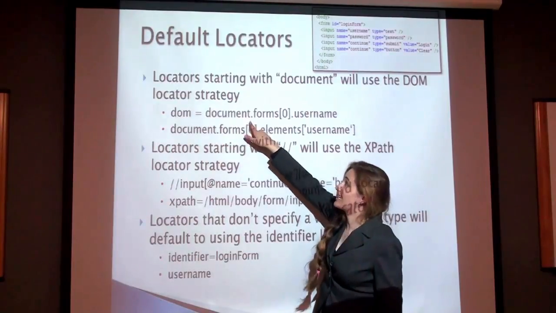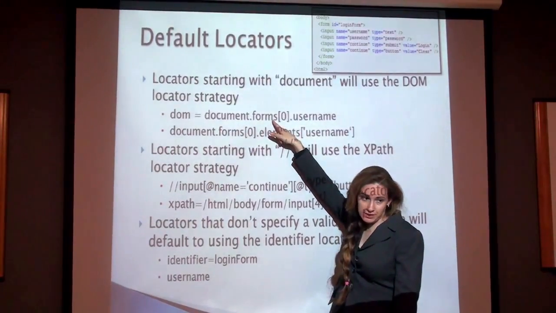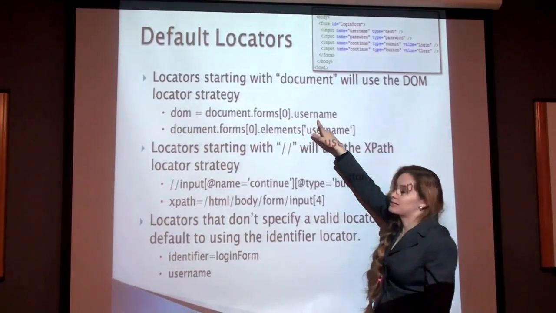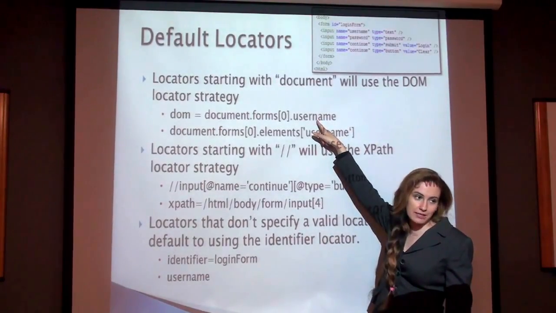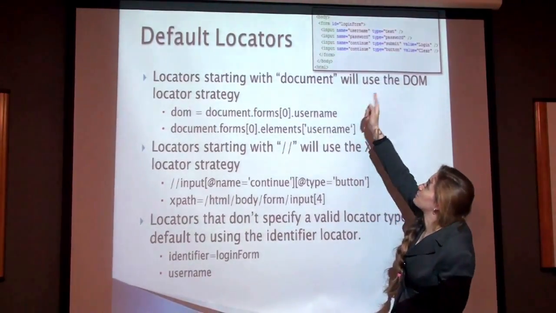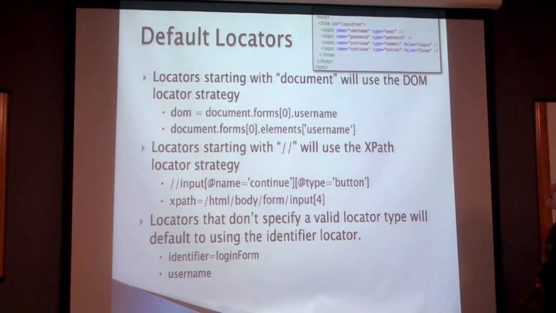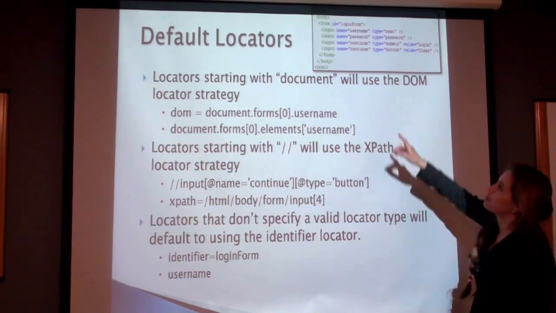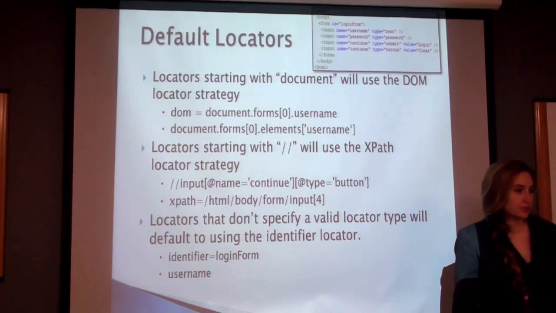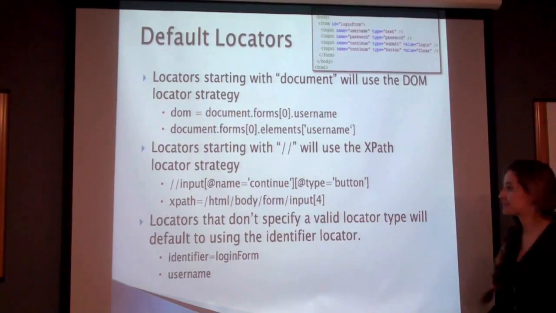Anyways, okay, so document, then we're going to find the first forms, and inside it we want to find the first username tag. Which part are we referring to? Which line in that code? Third one from the top. So the first input, right? Yeah, the first input. So you guys can kind of guess what it means, right?